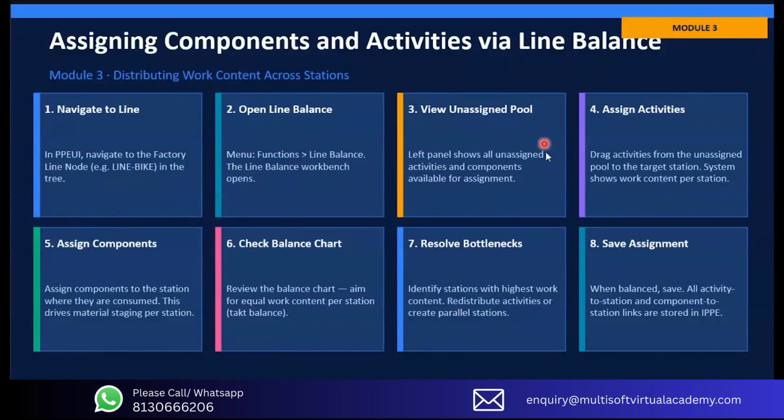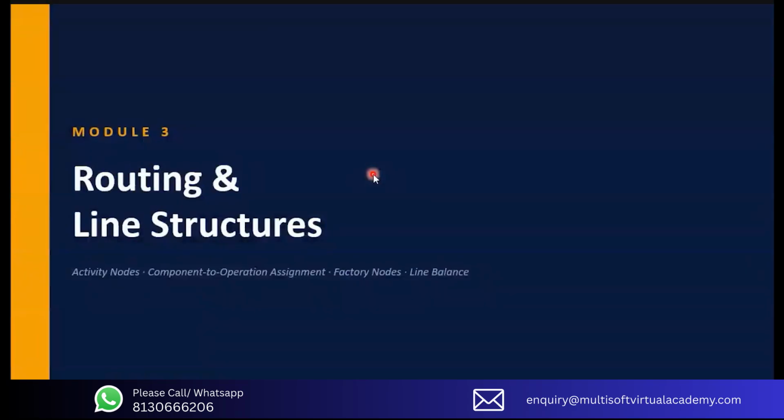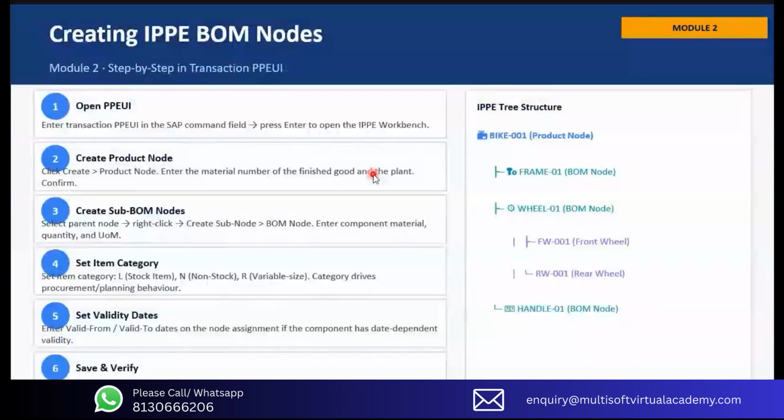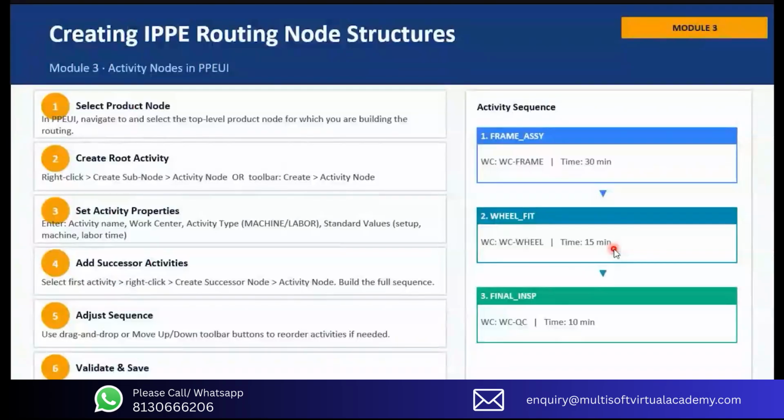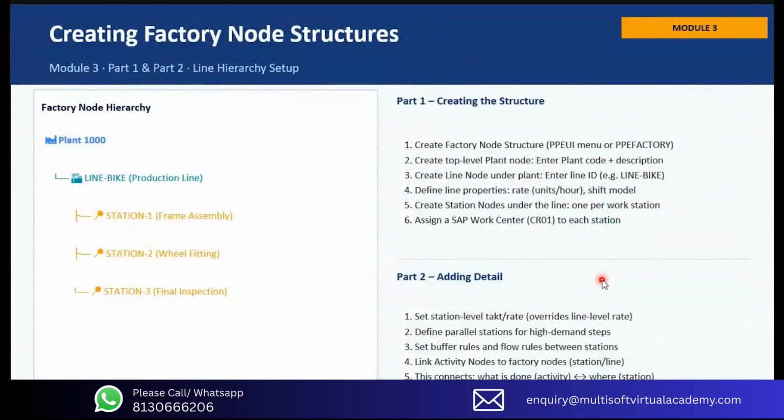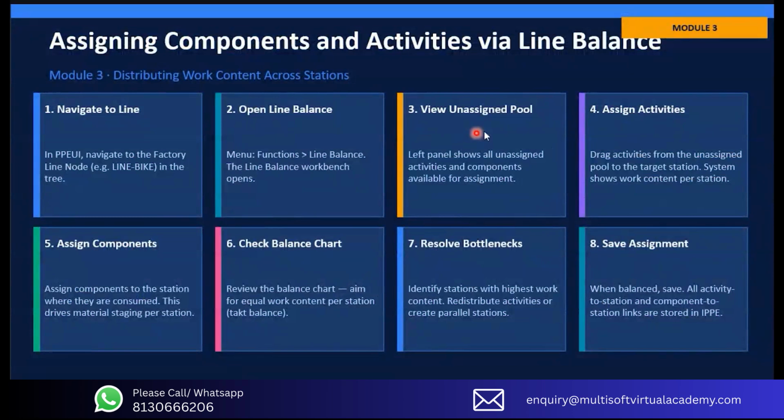Then view the unassigned pool. The left panel shows all the unassigned activities and components. Here we created all these things: the BOM, this structure, and also the activity sequence structure. All these things you can see here in the unassigned pool on the left panel, because we have not assigned anything to the line balance yet. The left panel shows all unassigned activities and components available for assignment.